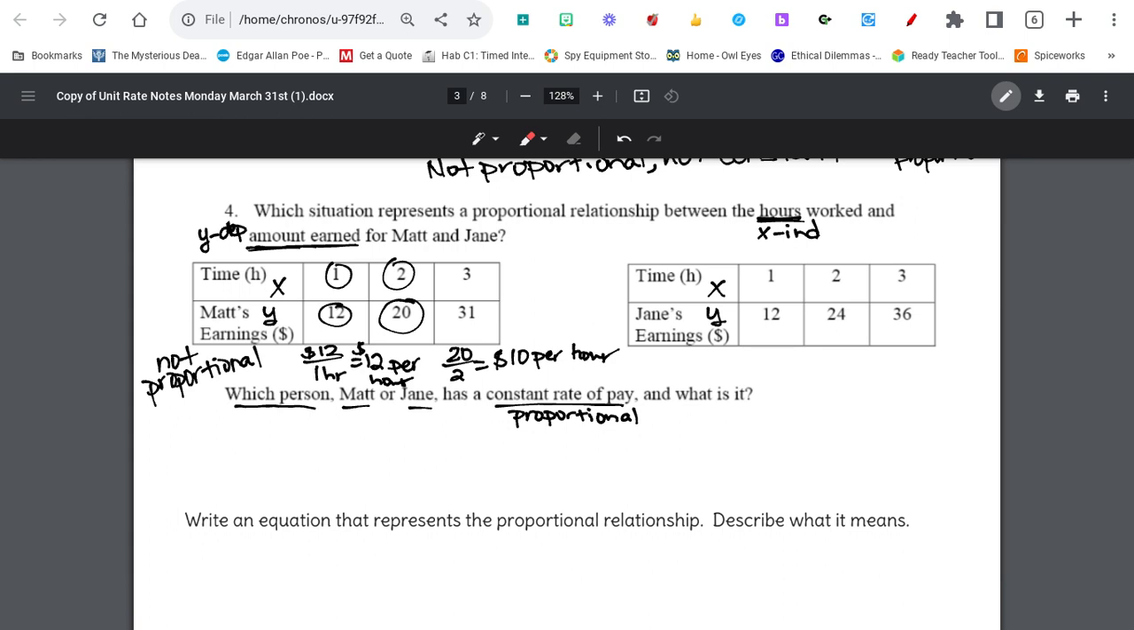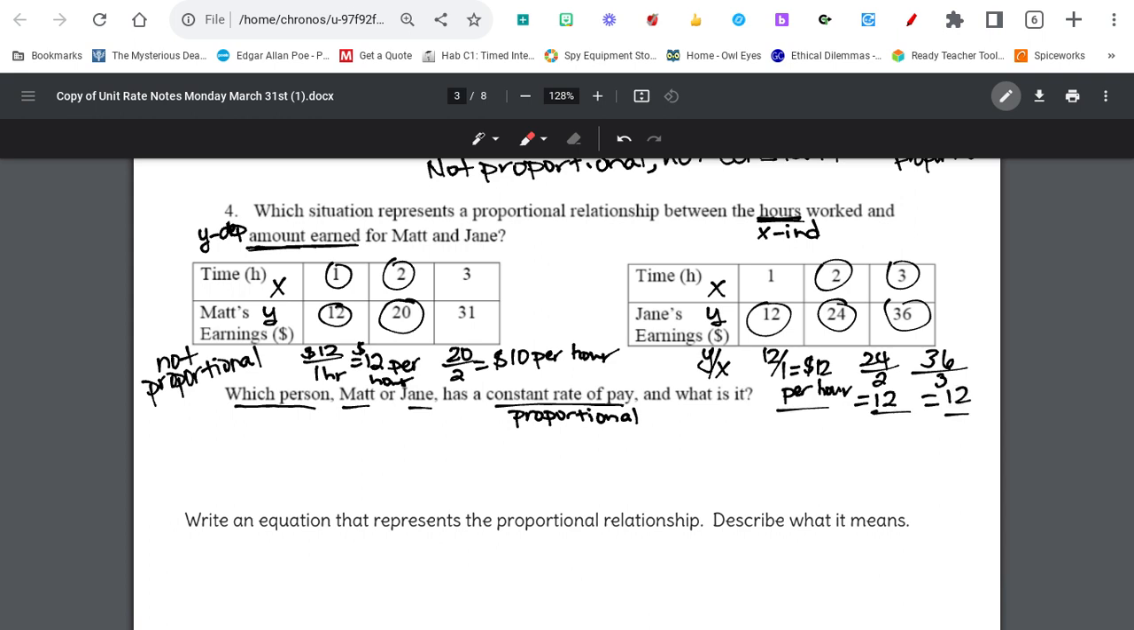All right, let's take a look at Jane's. Jane's first Y, remember, to find that unit rate, it's Y divided by X. So it's going to be 12 divided by 1. So basically, she got paid $12 per hour right there. And then her second Y is 24. 24 divided by her corresponding X of 2 also gives us $12 per hour. The third Y is 36 divided by the corresponding X. 36 divided by 3 also equals 12. So she was constantly paid $12 for every hour.